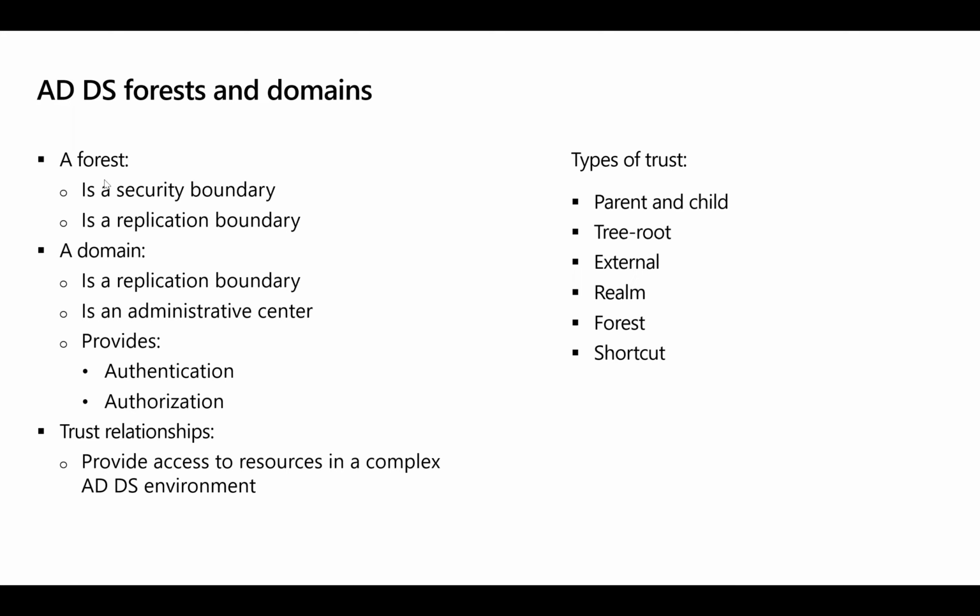Forest. What is forest? Forest is a security boundary, meaning forest is a replication boundary of any domain. So let's say you have a single domain, let's say nexus.local. Any domain within that forest will have replication. So forest essentially is a collection of domains. Domain is a collection of many objects. Domain itself is a replication boundary, which means you can only replicate anything within the single domain.